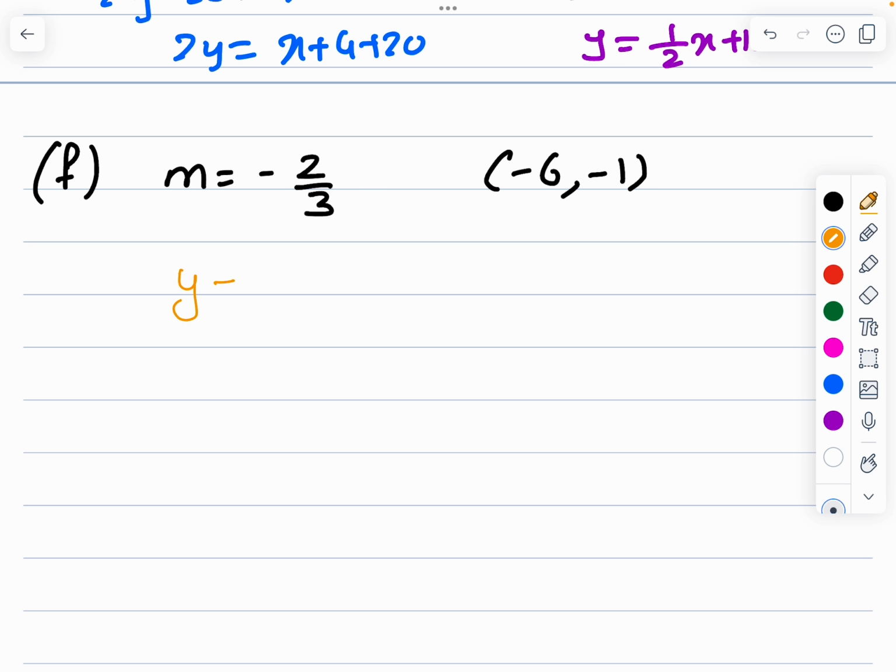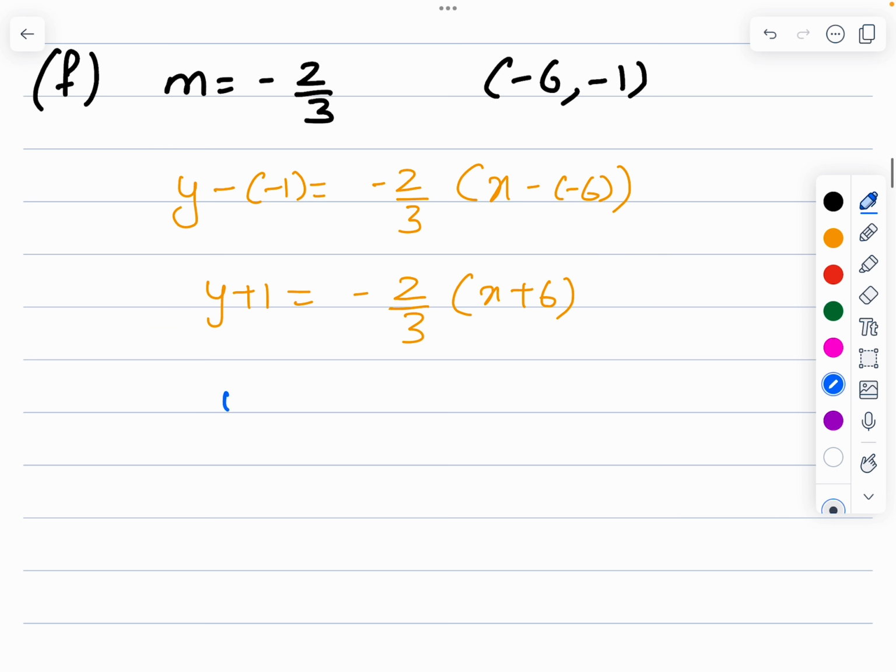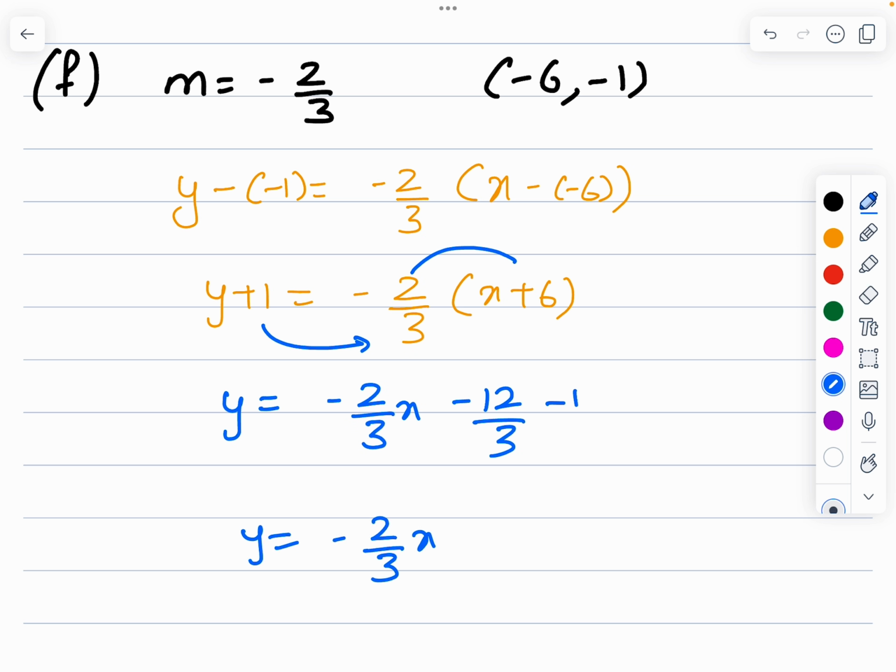So y minus y1 equals m times x minus x1. So y plus 1 equals negative 2 upon 3 times x plus 6. So y equals negative 2 upon 3 x, then multiply it out, minus 12 upon 3, plus 1, you take it to the other side, it becomes minus 1. So y equals negative 2 upon 3 x, and this becomes 3 times 1, 3 times 4. It's going to become negative 4, negative 1 is negative 5.